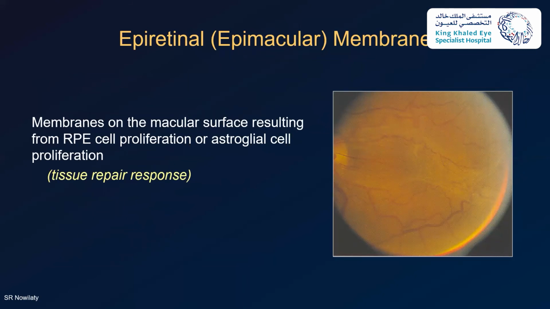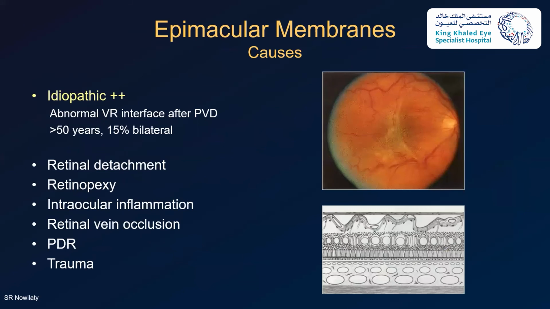The second thing that can happen from the adhesion of the vitreous to the retina is creation of epiretinal membranes. In the macula, they will be called epimacular membranes. They are due to proliferation from the Muller cells, and sometimes the retinal pigment epithelium in certain pathological conditions. So it really is a tissue repair response, just like PVR. It's a mini PVR, mini proliferative vitreoretinopathy.